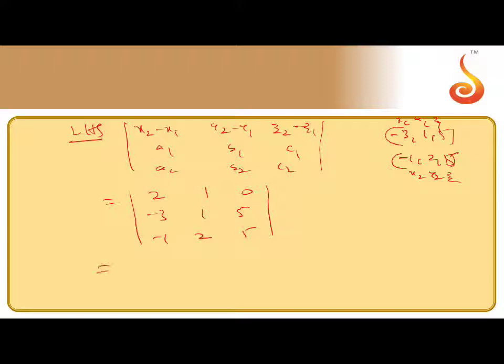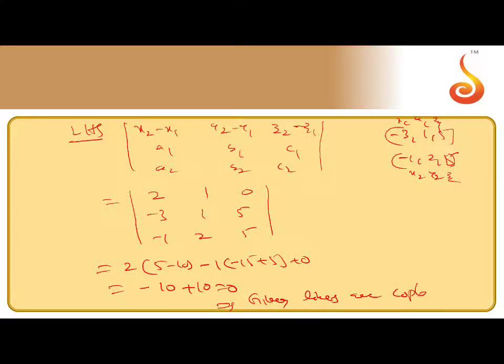Let us find the value of the determinant. The determinant you have to put equal to 0. It is 2 into (5 minus 10) minus 1 into (minus 15 plus 5). Anyhow, the last term is 0. This is 2 into minus 5 minus 10 plus 10, equal to 0. Therefore, the given lines are coplanar. What you can say? The given lines are coplanar. That is the solution for this one.